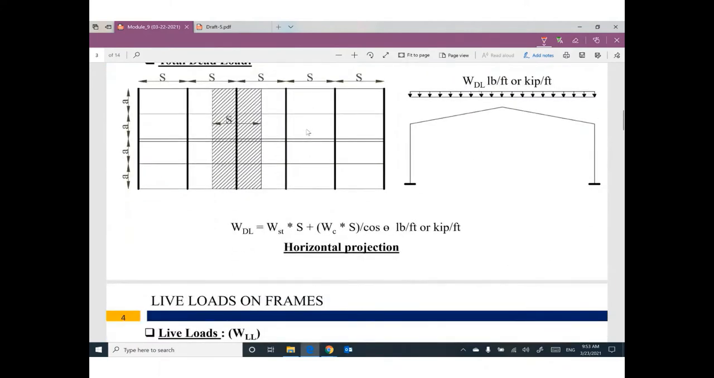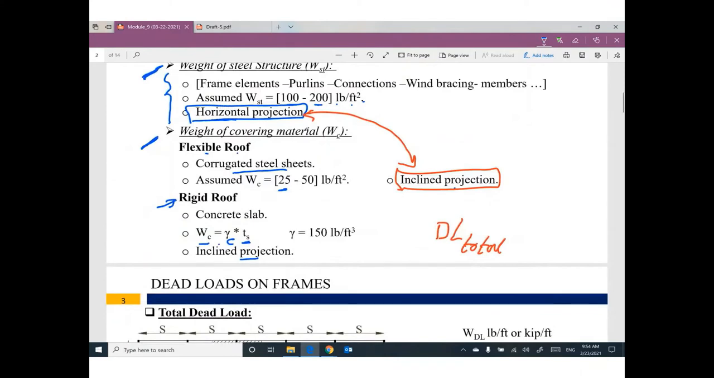So if you would like to get the total dead load W, it is W steel times S plus W concrete times S divided by cosine theta. This division by cosine theta converts this term to be like this term. As you see, this force is in pounds per square foot. If you multiply it by the spacing, because each main system supports from center line to center line, I will multiply W steel by S, and I will multiply W concrete, the covering, by S. But this one is still inclined projection and this one is still horizontal projection, so I need to convert one to the other.